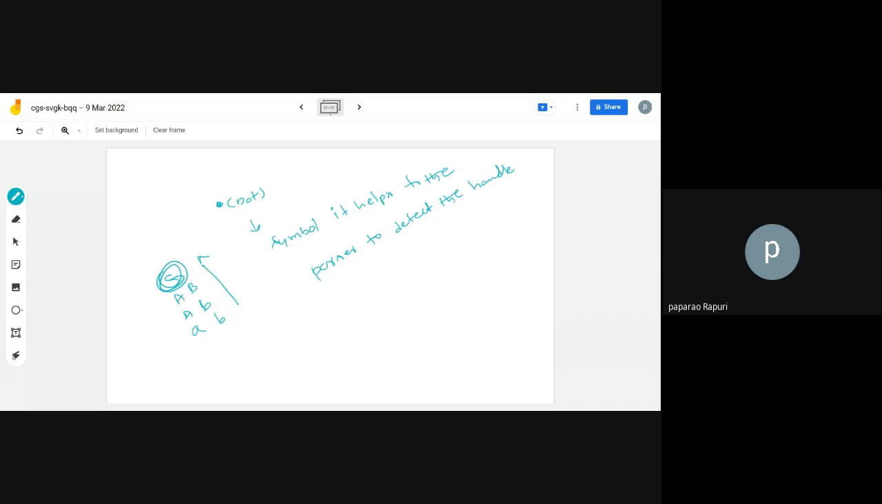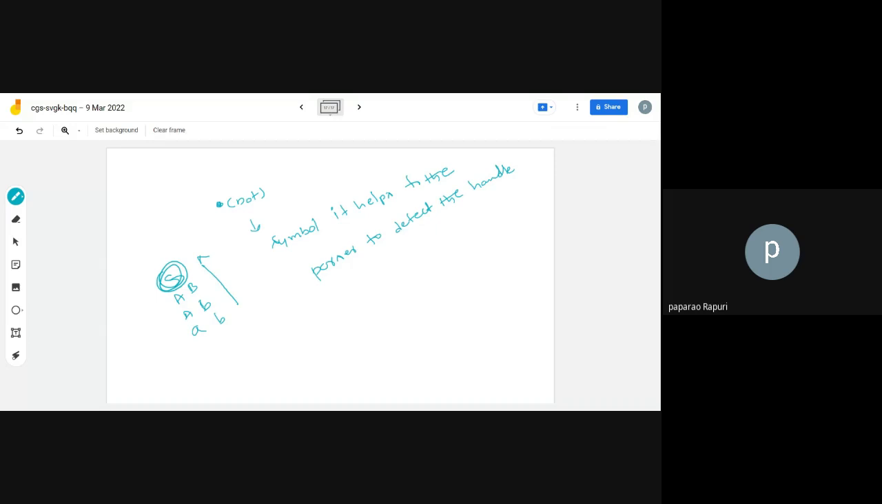A handle is nothing but a substring which matches the right hand side of a production. So every definition I clearly mentioned and explained, sir: handle, what is RHS, what is leftmost derivation, what is rightmost derivation, what is the LHS of the production, what is the RHS of the production.